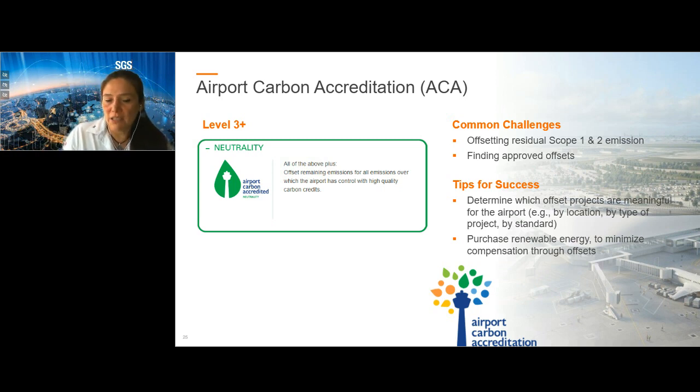Another tip could be to purchase renewable energy, because if you purchase renewable energy and you apply the market-based method, then your carbon footprint is lower, so you have to buy fewer offsets. So several clients prefer to purchase renewable energy, so their market-based footprint is lower, and then they need to buy fewer carbon credits.